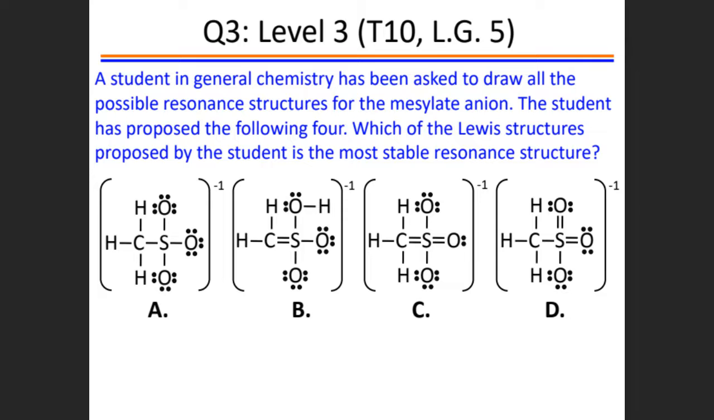A student in general chemistry has been asked to draw all the possible resonance structures for this ion. This is called mesylate anion. The student has proposed the following 4. Which of the Lewis structures proposed by the student is the most stable resonance structure?